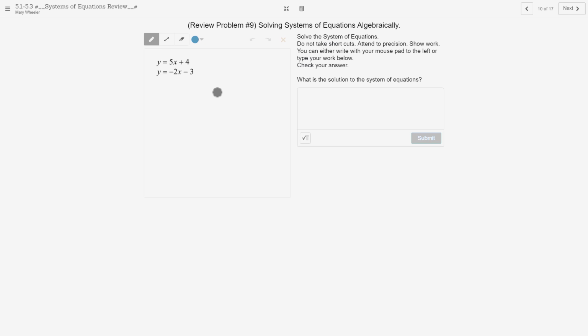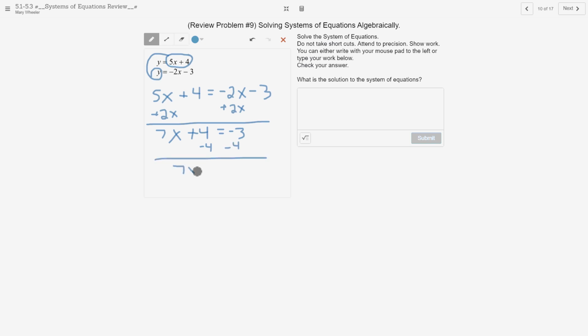Solve the equations and check your answers. So I'm going to use substitution because my variables are solved for. So you just take that and you substitute it in for one of the y's. So 5x plus 4 equals negative 2x minus 3. Add 2x to both sides. And I get 7x plus 4 equals negative 3. Subtract 4. 7x equals negative 7. Divide by 7. x is going to equal negative 1.